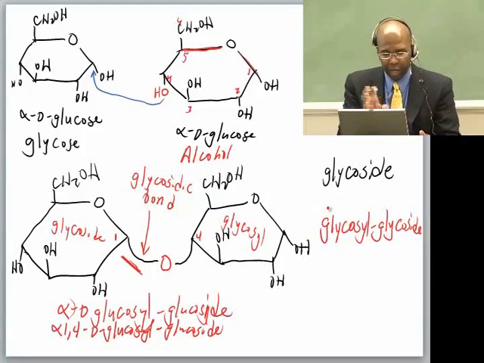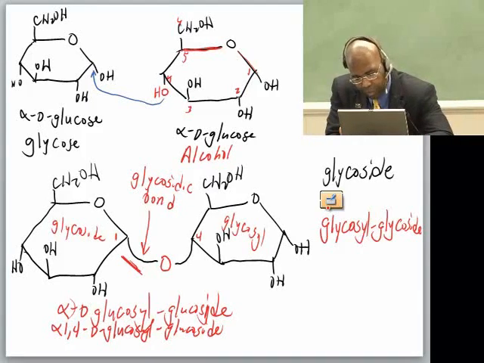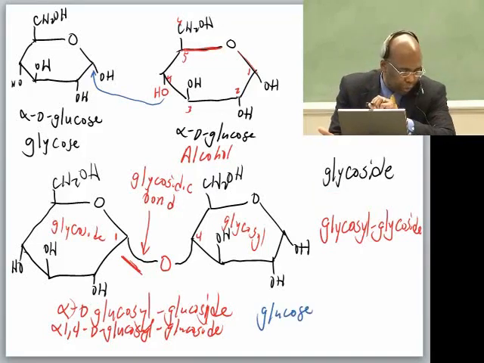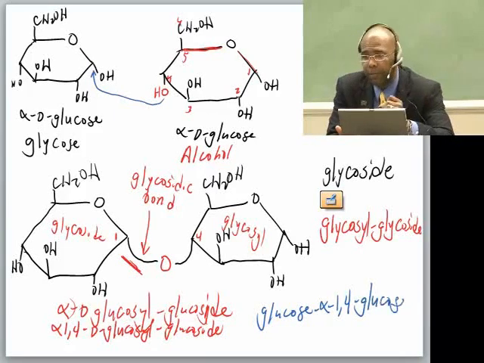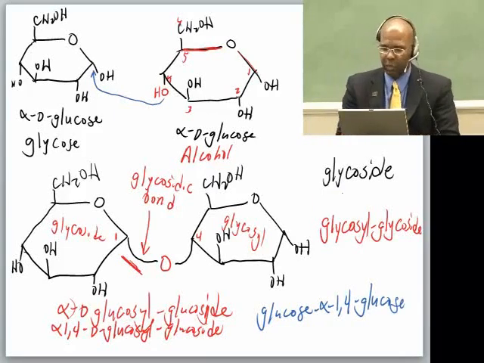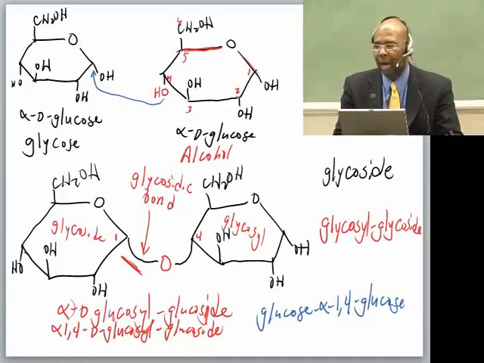But because that's kind of cumbersome, scientists come up with another way to name this. They just call it glucose, because that's the first sugar. Glucose alpha 1,4 glucose. And that's the easiest way to name it. Just put glucose, glucose, and in the middle, put what type of bond it is.